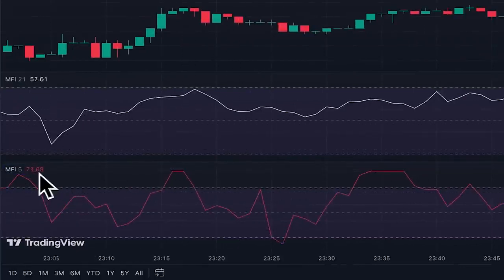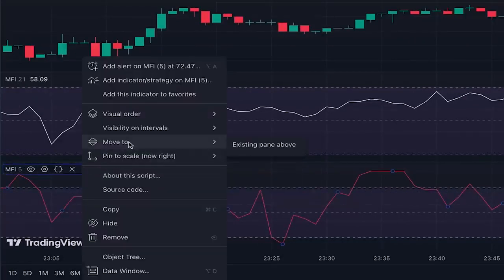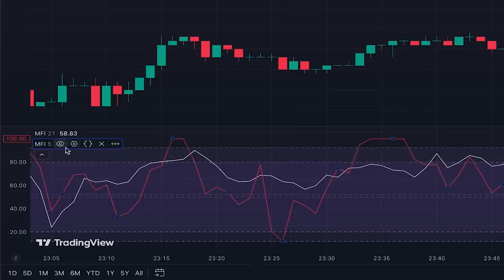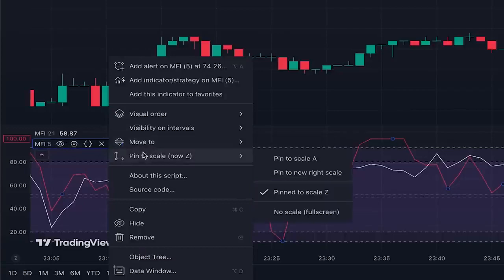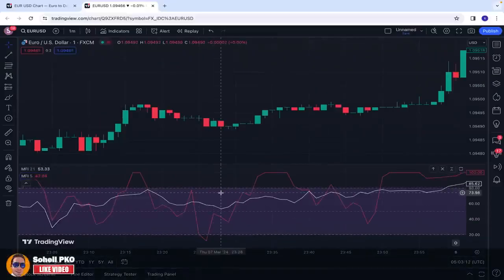Here for the shorter MFI, the MFI with length of 5, here we click on more and then move to, and then we click on existing pane above, and then for the same MFI, the short MFI with length of 5, again we click on more, then in the pane to scale we click on pane to scale A. Alright, now the two MFIs are combined together, and let's see how we trade based on the setup.